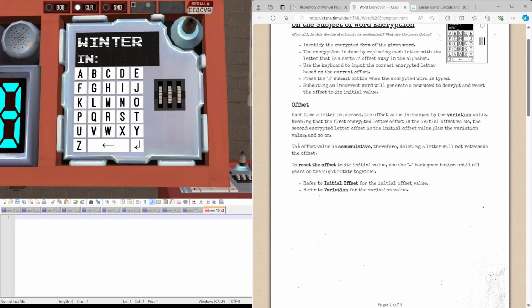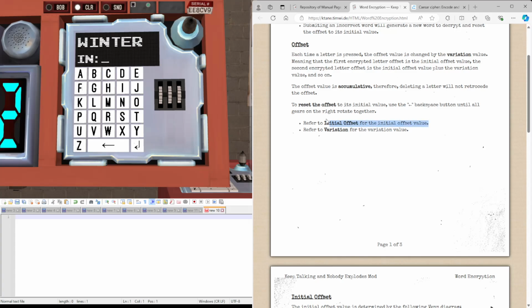And do note, the offset value is accumulative, which means deleting a letter doesn't get rid of it, it doesn't go backwards with the variation value. So if you type a letter and then you mistype, when you backspace it, you have to go forwards anyway. So you then go one further step forwards than if you got it all right in the first place.